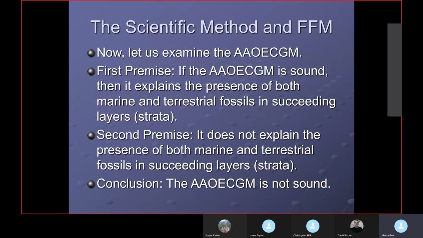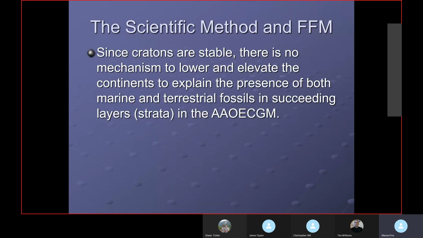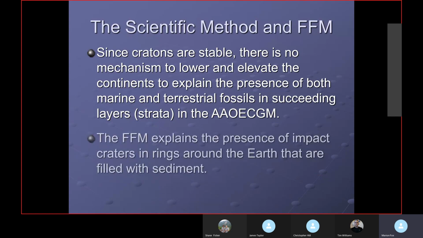Now, are we claiming that this necessarily does away with all of their systems? Not necessarily, because they might come up with another system to explain it that would take care of these problems. But they haven't yet come up with one. That's their problem. So my model, the Fox flood model, is much more reasonable. The only problem is it's theistic, and some of these atheists don't want to accept it. Since cratons are thought to be stable, there's no mechanism to lower and elevate the continents to explain the presence of both marine and terrestrial fossils in succeeding layers or strata for the atheist, agnostic, old Earth creationist geologic model.